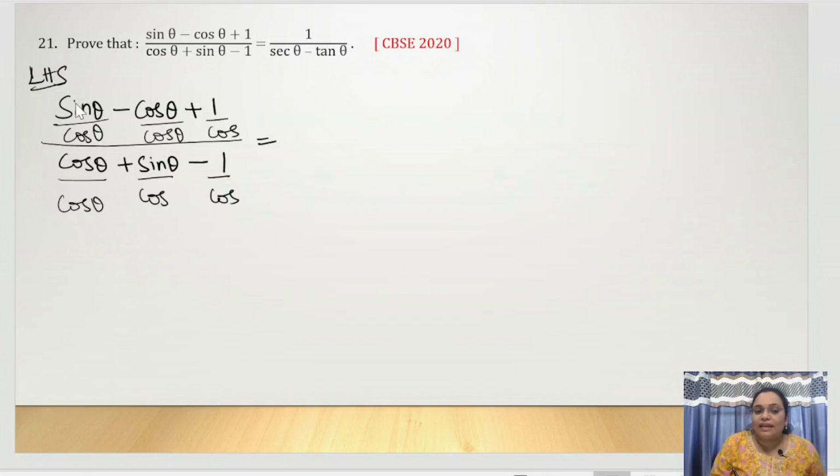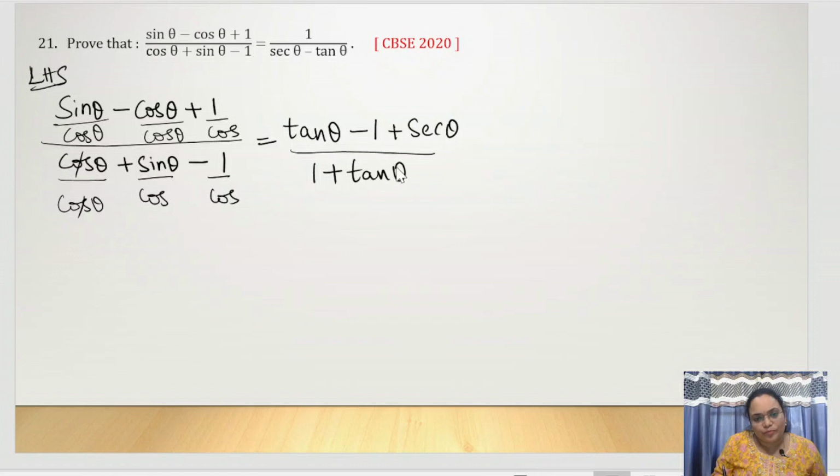See here, you will get sin by cos, which is your tan theta, minus cos and cos will get cancelled, minus 1, and 1 by cos is secant theta, so plus secant theta, divided by cos and cos will get cancelled, which is 1, plus sin by cos is tan theta, minus 1 by cos is secant theta.